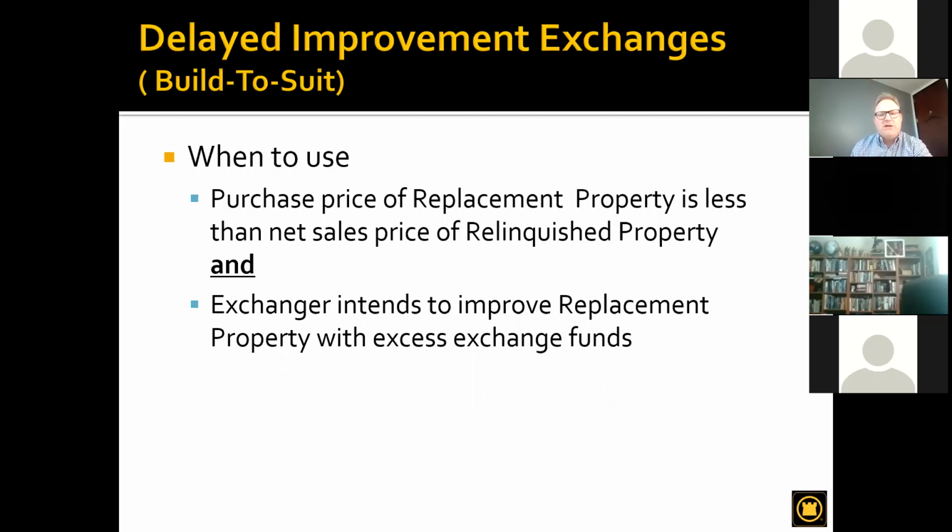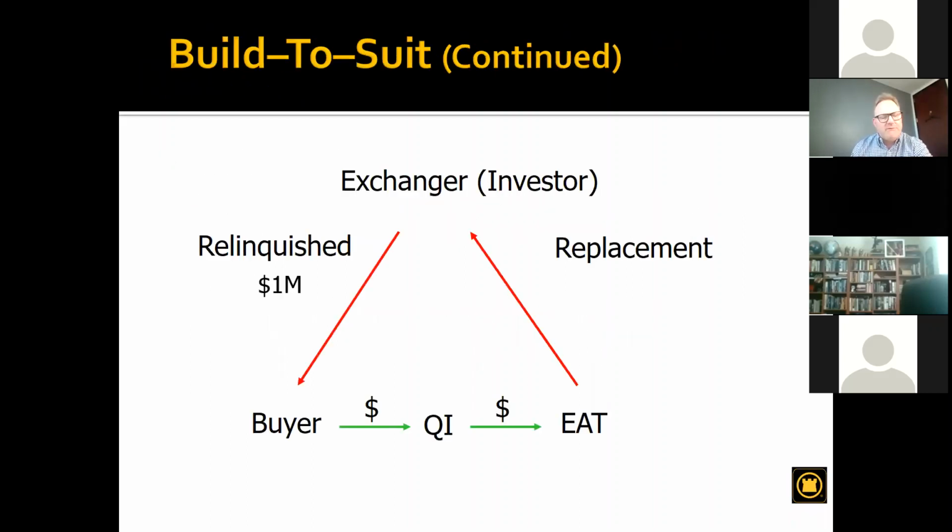So looking at a transaction, say we're selling a property for $1 million, and the replacement property is $600,000, and assuming we have zero debt on this property, that would leave $400,000 in the exchange account. If they were to sell, they would pay taxes, presumably, depending upon how much gain they have on this $400,000. So instead of paying taxes on that $400,000, they decide to do a build-to-suit exchange.